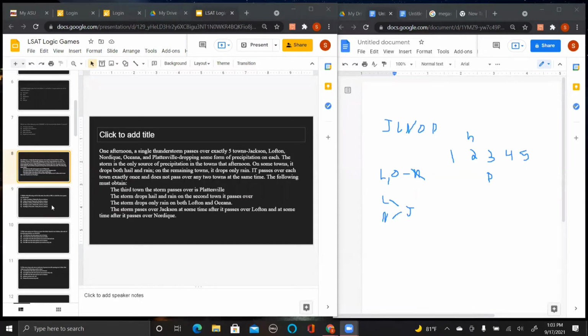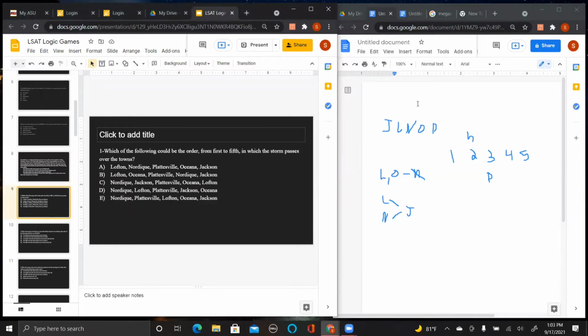We have a good setup here. Which of the following could be in order from first to fifth in which the storm passes over the towns? Now, if you remember what I said, just try to figure out which breaks each rule. So rule number 1, P is in third place. Does any of these not have P in third place? Nope, nope. Aha, see, Lofton is in third place for E, so it is wrong.